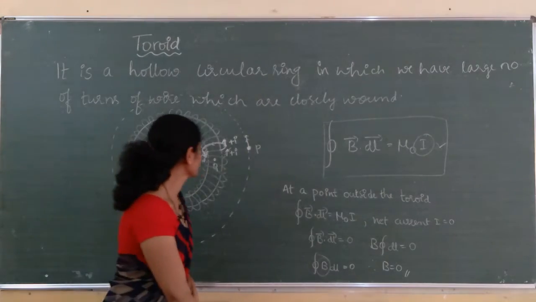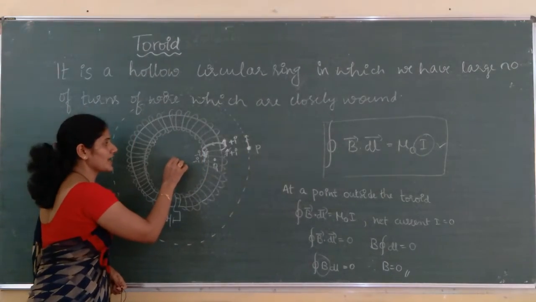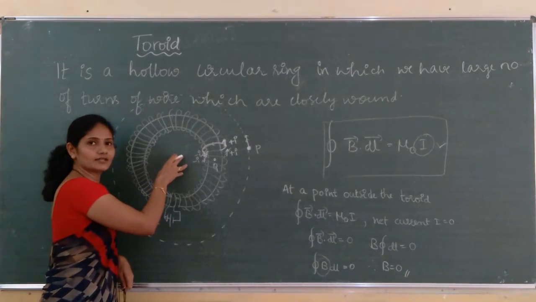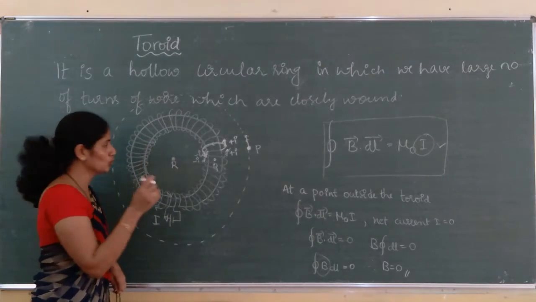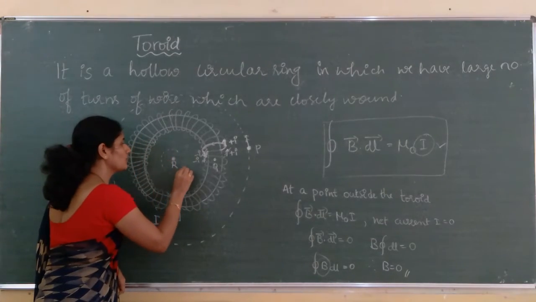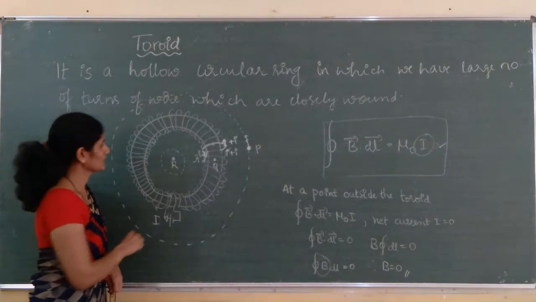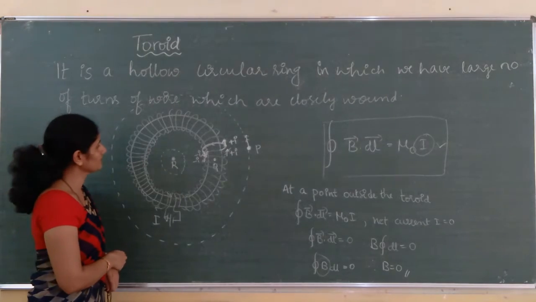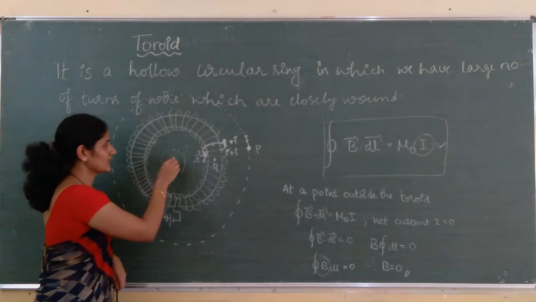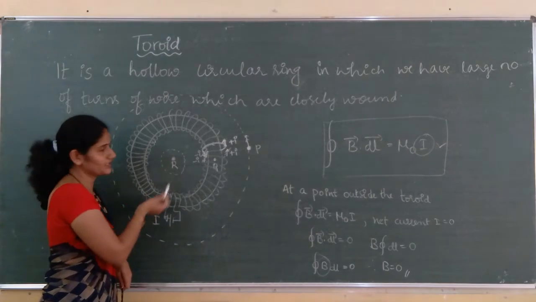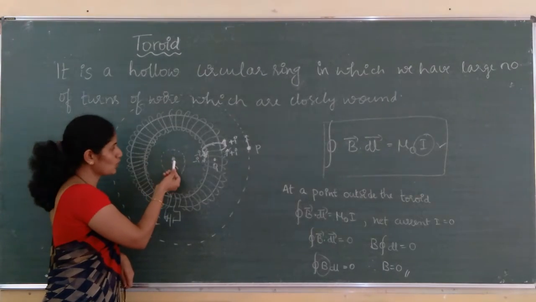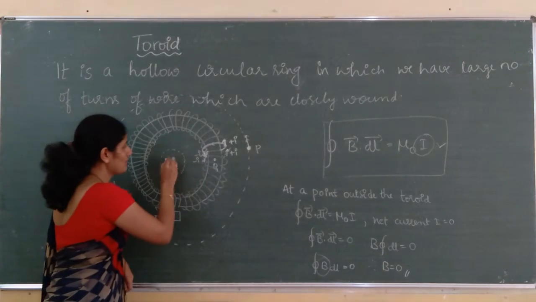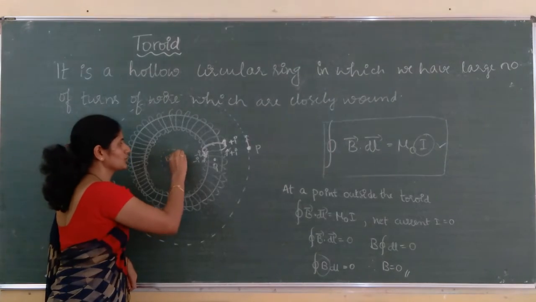Now, let us see at this point R, what is the expression for magnetic field? If you want to find out the magnetic field at R, then you have to draw one loop and we call that loop Ampere's loop. So, I will consider one Ampere's loop or Amperian loop here. We know that the current carrying conductor must be inside the loop. Here there is no current carrying conductor inside the loop. So, I is equal to 0, magnetic field B is equal to 0.